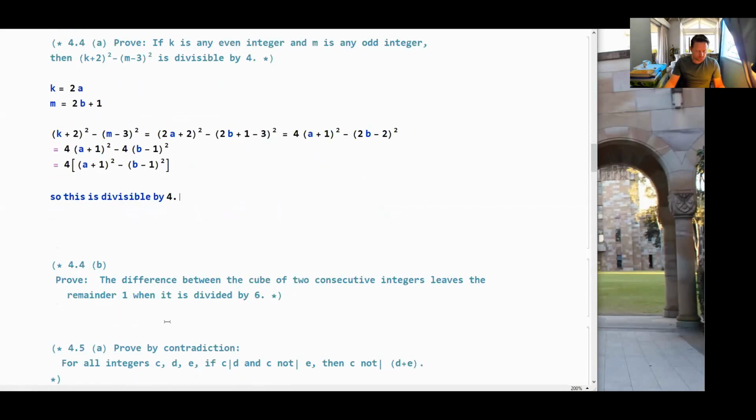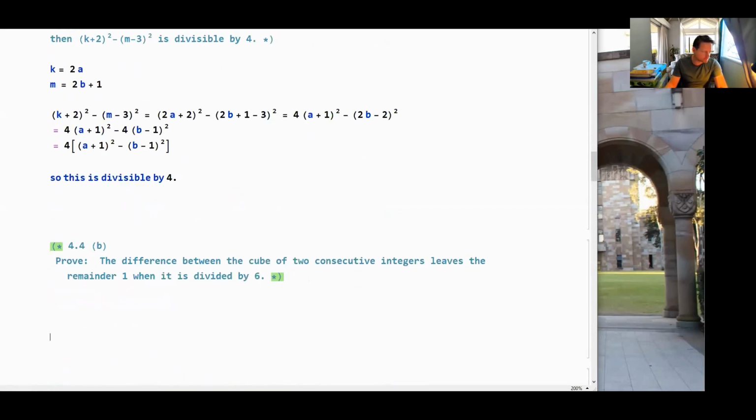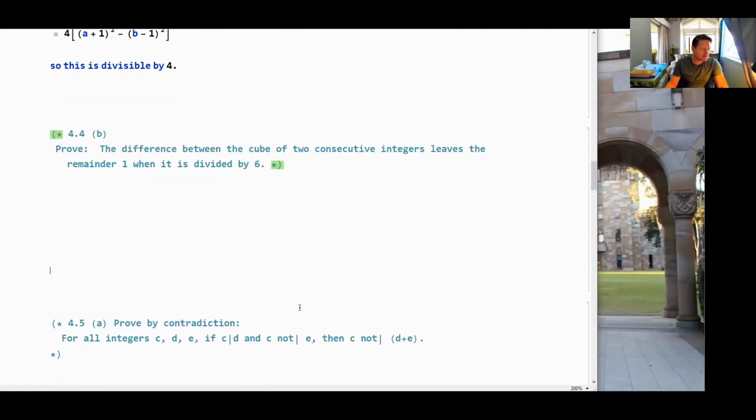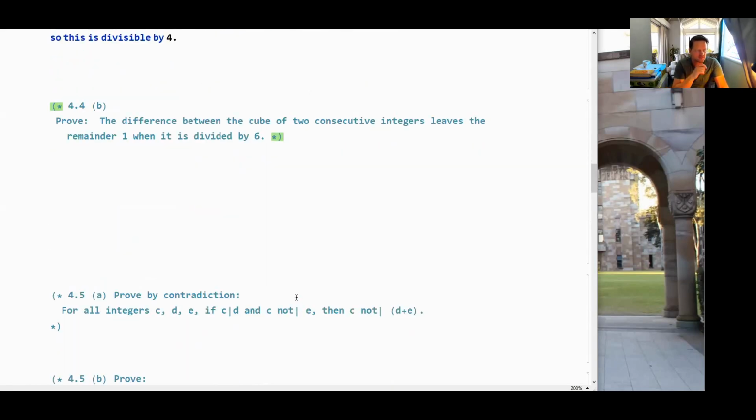All right, next one. Prove the difference between the cubes of 2 consecutive integers leaves the remainder 1 when it's divided by 6. The first thing we need to do is construct the difference between the cubes of 2 consecutive integers. So n and n plus 1 are consecutive. Then we want to use n plus 1 cubed minus n cubed. So this is the expression.